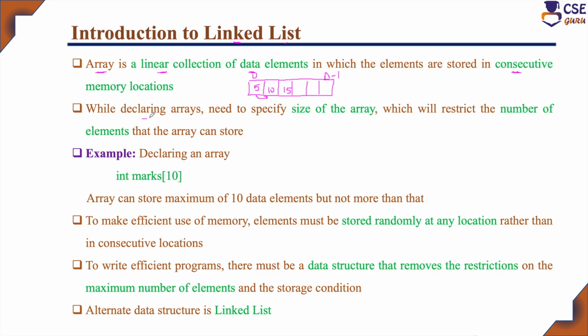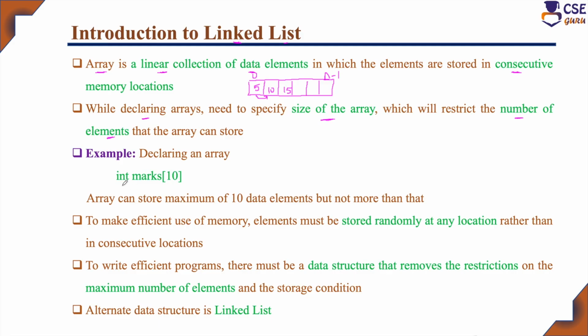While declaring an array, we need to specify the size of the array. In the declaration itself, you need to specify the size. Whatever size you have specified, only that much you can utilize during execution. The memory allocated during declaration is the only memory you can utilize during execution. So that restricts the number of elements you can store in an array.